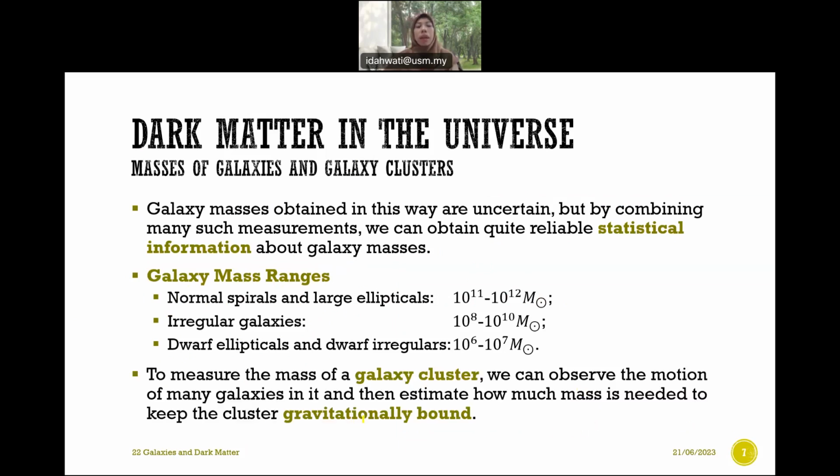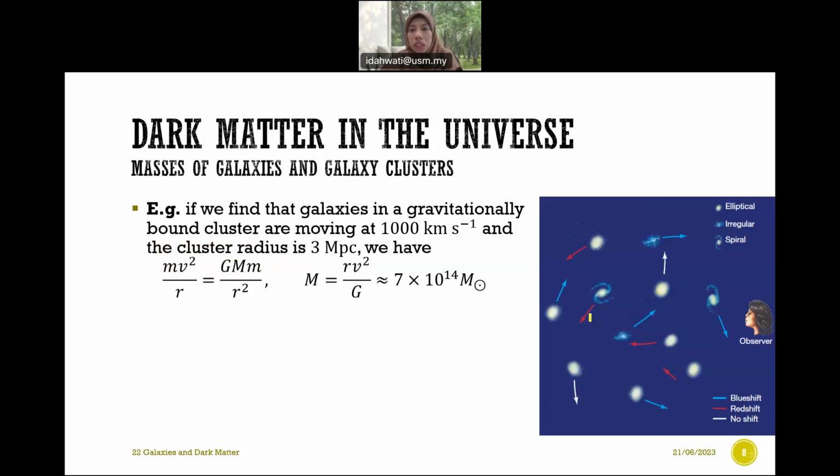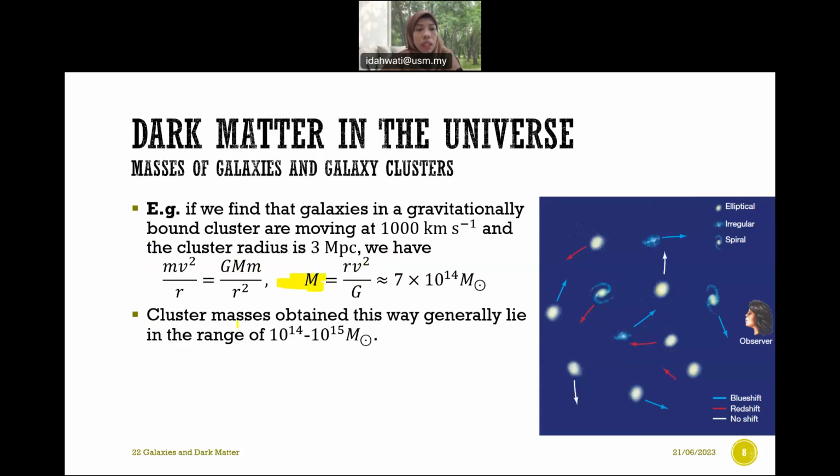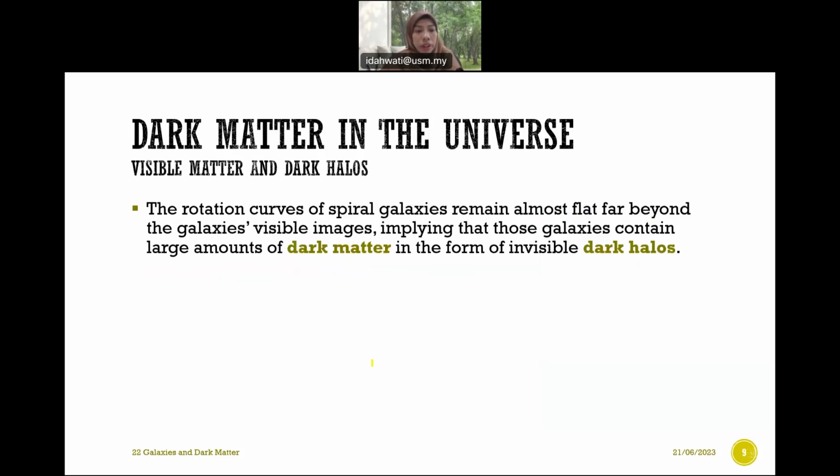Okay, so to measure the mass of a galaxy cluster, we can observe the motion of many galaxies in it, then estimate how much mass is needed to keep the cluster gravitationally bound. Here is the expression for galaxies in a gravitationally bound cluster. Rearranging this, we get M equals r v squared over G. So now the cluster mass is obtained in this range.